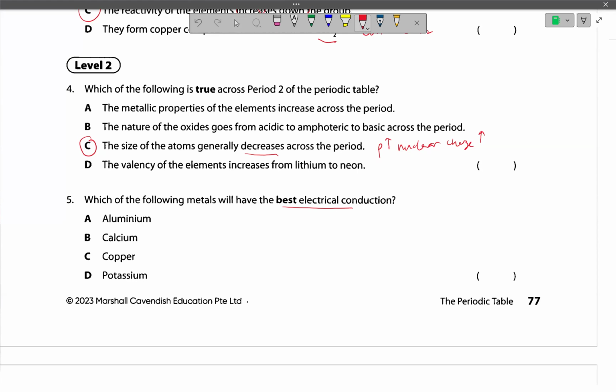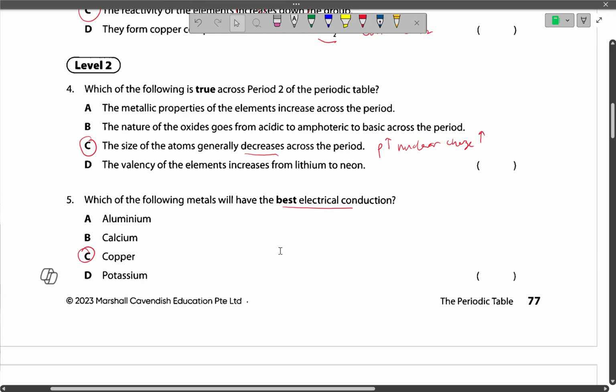In this case, I think this is not a very common question. Copper and silver are very good electrical conductors. So down here, the answer is copper. Silver is better than copper. I think the whole idea is about transition metals being good conductors of electricity.